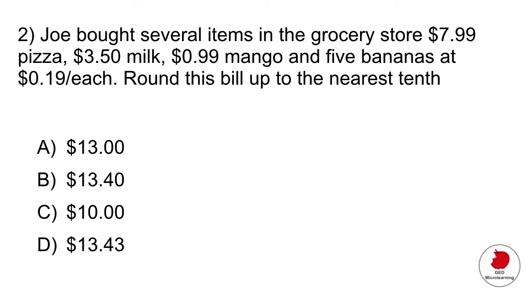Okay, question 2. So question 2 is another question with place values, but it also asks you to be able to add decimals. So it says Joe bought several items in the grocery store, $7.99 for pizza, $3.50 for milk, 99 cents for mango, and 5 bananas at 19 cents each. So round this bill up to the nearest tenth.